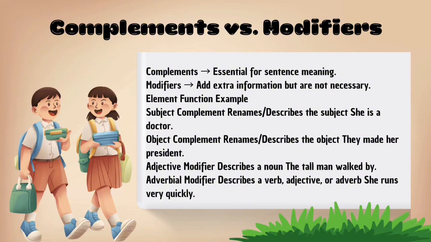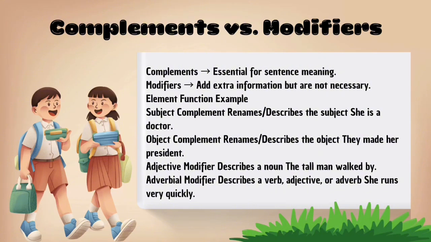Let us start with complements. What is a complement? A complement is a word or group of words that completes the meaning of a sentence. Unlike modifiers, which can be removed without making a sentence grammatically incorrect, complements are essential to the structure of the sentence. Types of complements include subject complements and object complements.